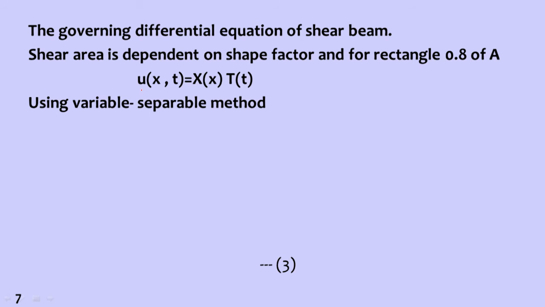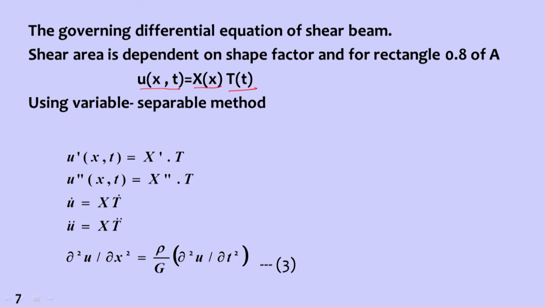Now we are using u, the displacement function, as a function of x and t, that is X of x times T of t. We need to use the variable separable method of solving differential equations for finding the solution of this governing differential equation. If I differentiate once with respect to x, I get X prime T. If I differentiate twice, I get X double prime T, because T is not a function of space. Similarly, if I differentiate with respect to time, u double dot is equal to X T double dot. So I have two quantities.